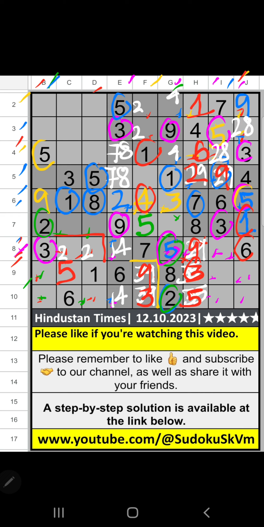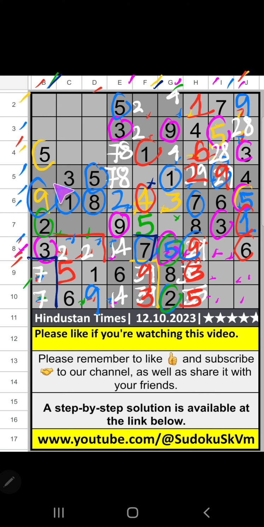Column B, 8th row, we have 9. So 9 can't come in these cells. The 9 is confirmed here. 8th row, we have 7. So 7 can't come in these cells. 7 will come in one of these cells. We'll confirm later.